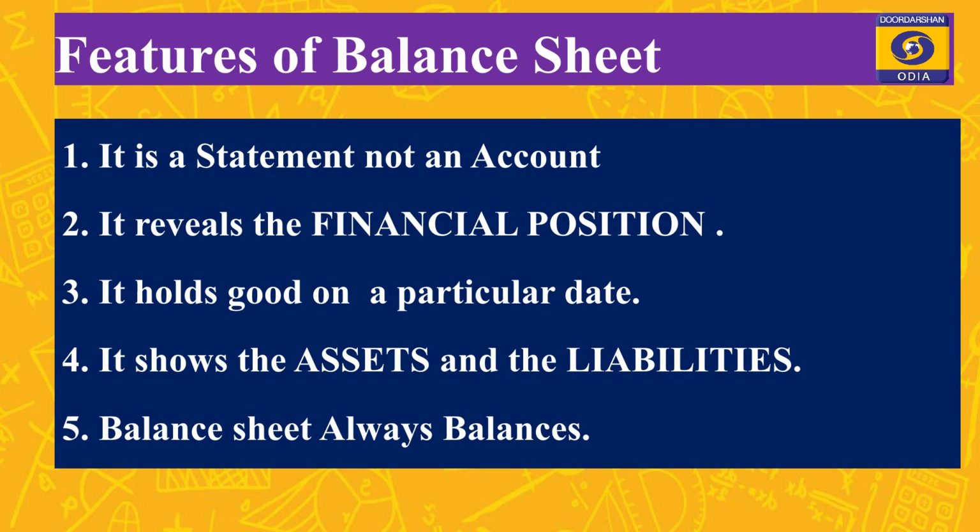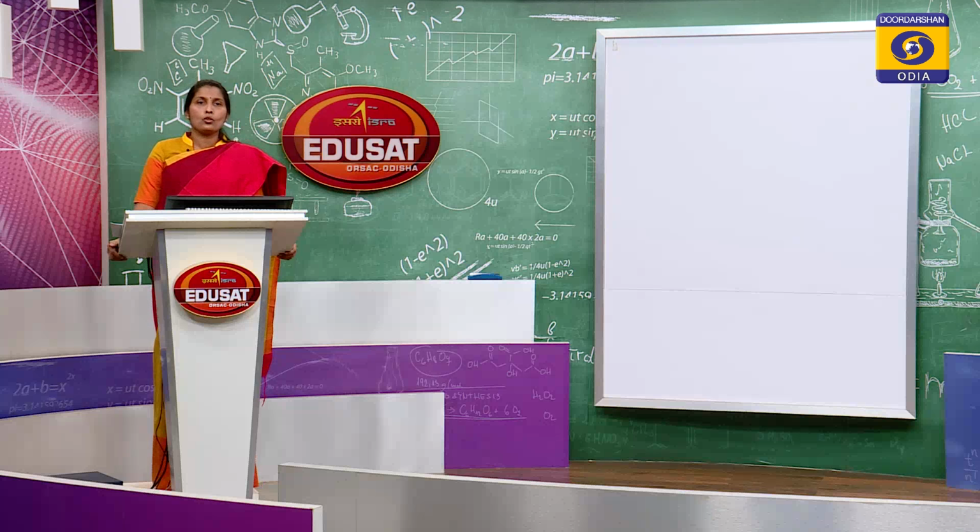And fifth one is balance sheet always balances. That means the asset side must always be equal to the liability side. So that is why it is said that the balance sheet always balances. Let's have a look at this.